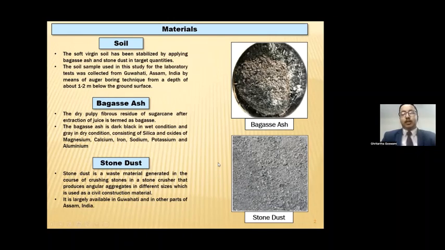The next material is the stone dust. Stone dust is a waste material generated in the course of crushing stones in a stone crusher that produces angular aggregates in different sizes, which is used as civil construction material. Stone dust is mostly reduced into powdered form after breakdown of boulders and rocks, which appears grayish in color. It is largely available in Guwahati and in other parts of Assam as well. A representative photographic view of the stone dust used in this experiment is shown in the slide.